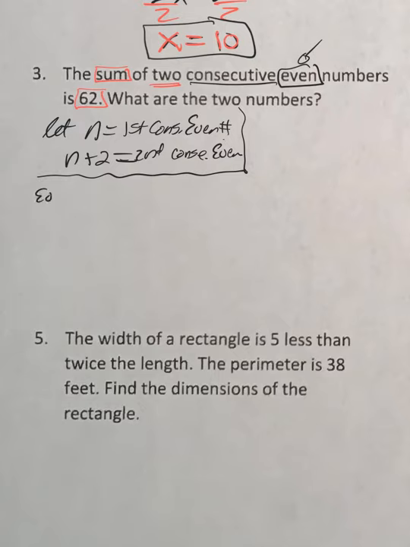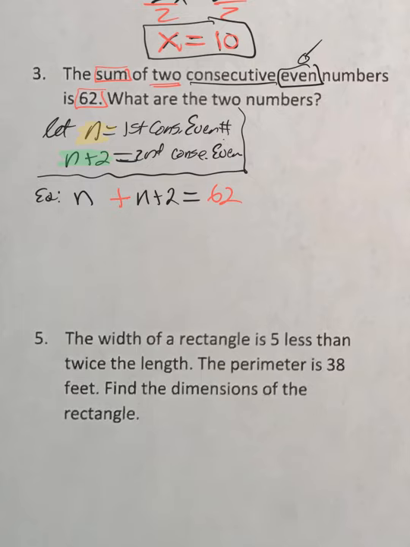So now we can write the equation, because the equation says we want the sum, so we need to add, and we want the sum to have a total of 62, and then we need to add those two numbers together. So one of the numbers is just n, and the other number is n plus 2.